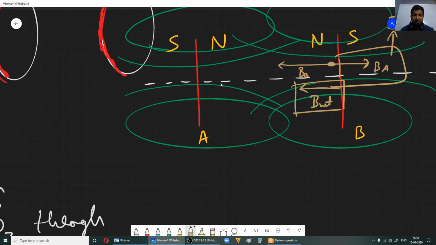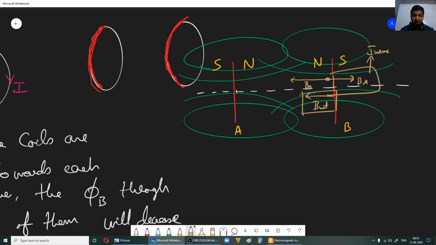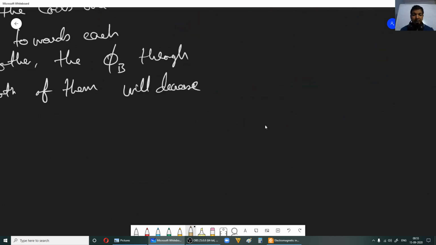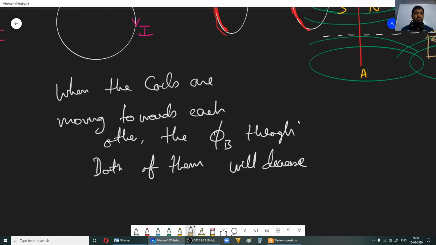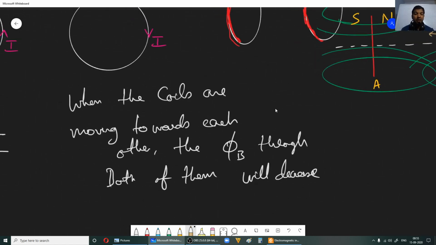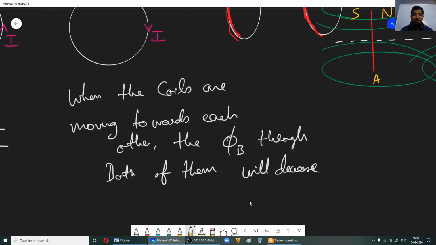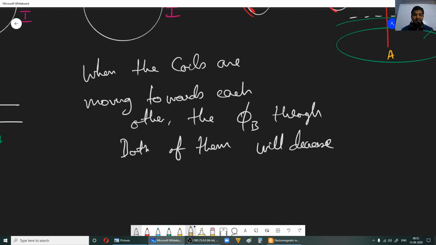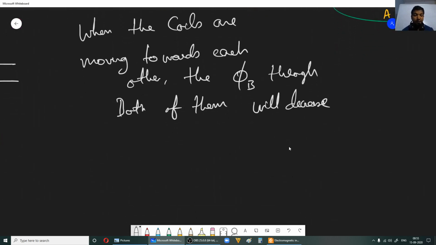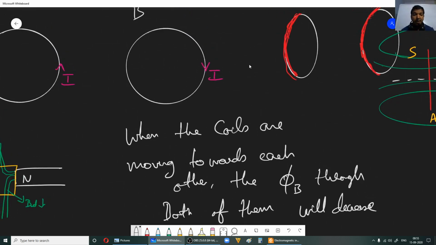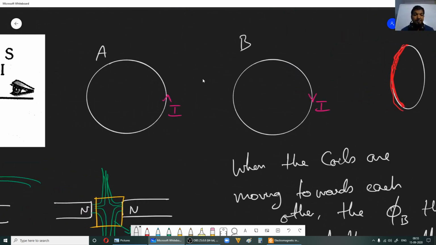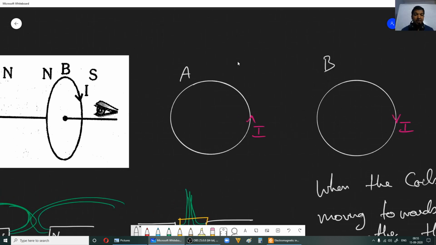Now you can do the same reasoning here also, choosing any point which is close to coil A. When the coils are moving towards each other, the magnetic flux through both of them will decrease. So the current will be induced in such a way that it will try to increase this decreasing flux. What must be the direction of the induced current here?